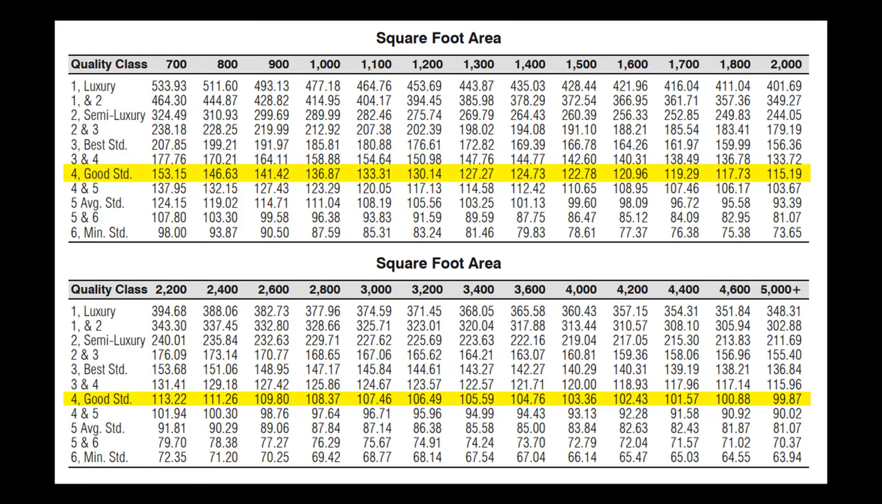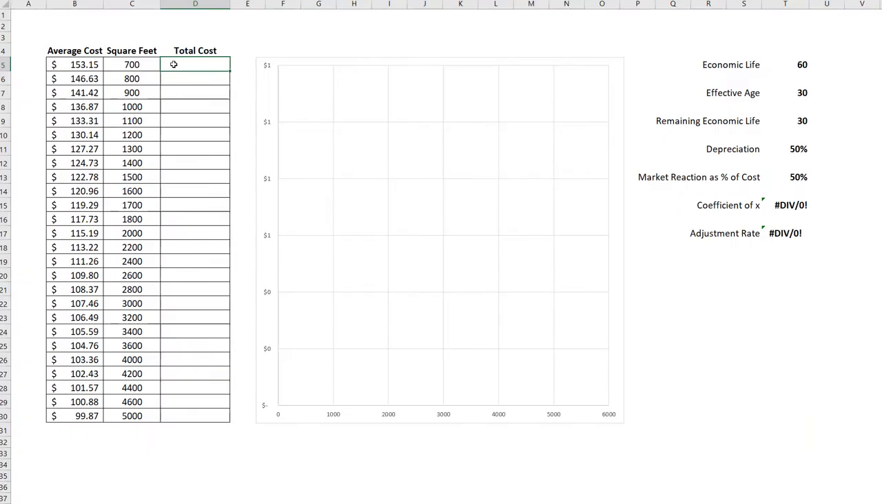This is pure GLA cost, from $153.15 per square foot for a 700 square foot house down to $99.87 per square foot for a 5,000 square foot house. Let's analyze these data by looking at a total cost rather than just a cost per square foot. Here are the data arranged in columns. The 700 square foot house has a total cost of $107,205. But watch what happens when the program extends the calculation down through the whole table.